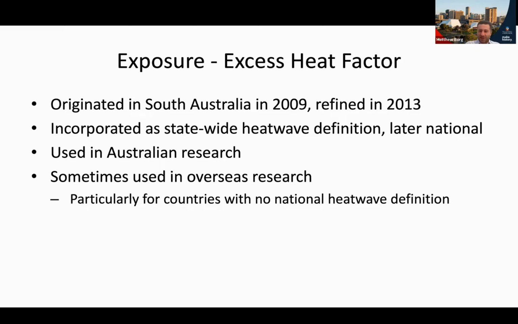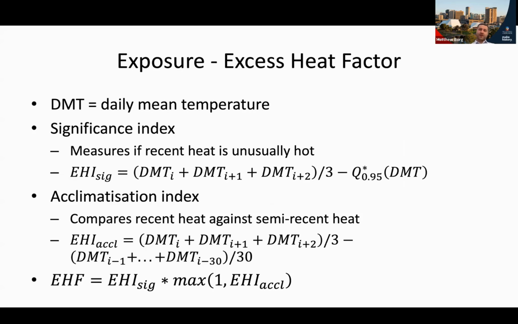Since it's very relevant to Australia, I'm going to talk a bit more about the excess heat factor. It's not a straightforward definition; it's relatively more complicated. The main metric used is daily mean temperature, which is the average of the daily maximum and minimum temperature. It comprises 2 excess heat indexes. The first is the significance index. This measures if the recent heat over the last 3 days is unusually hot.